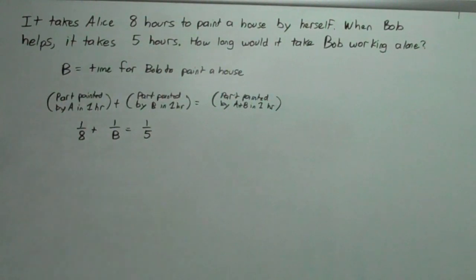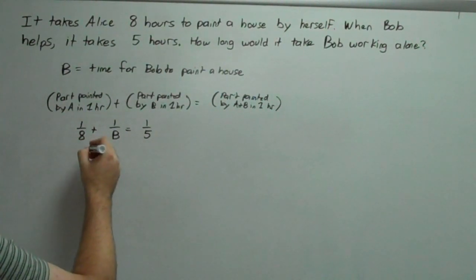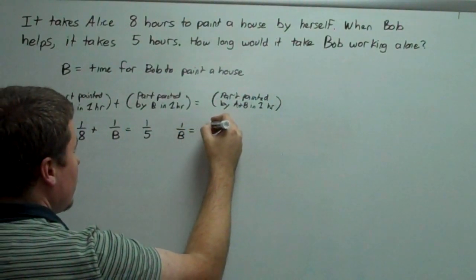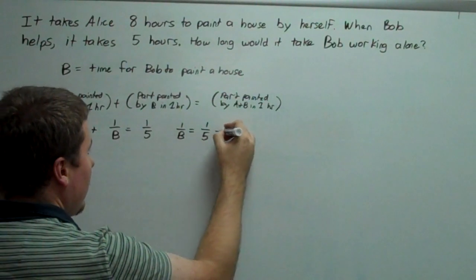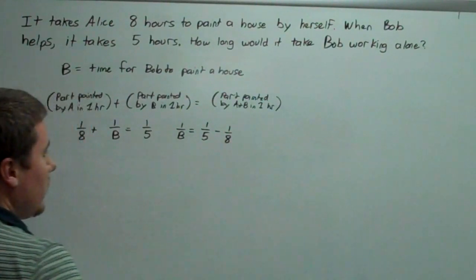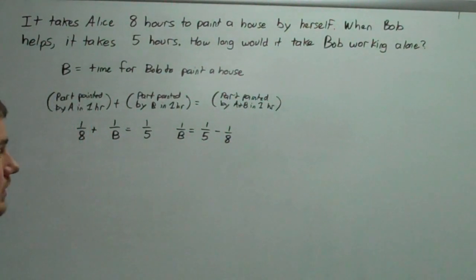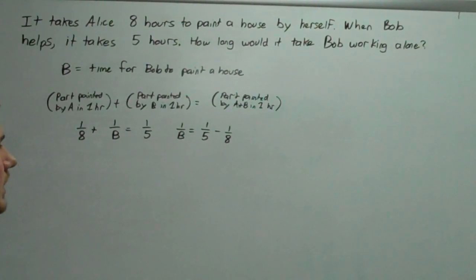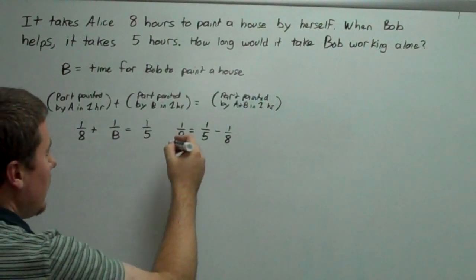So we need to now solve for B. So why don't we subtract 1/8? So 1 over B is equal to 1/5 minus 1/8. We need to multiply by a common denominator. Since 5 and 8 are co-prime, the LCD is 5 times 8, or 40.